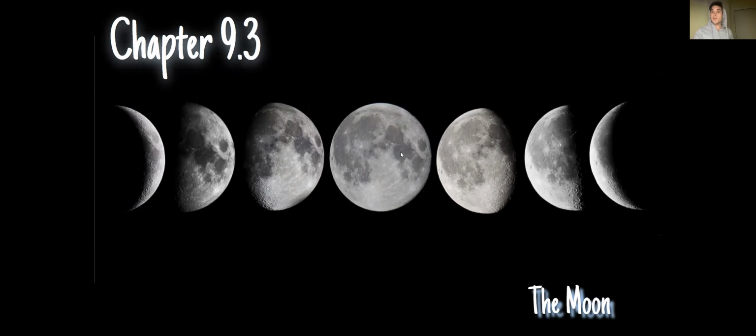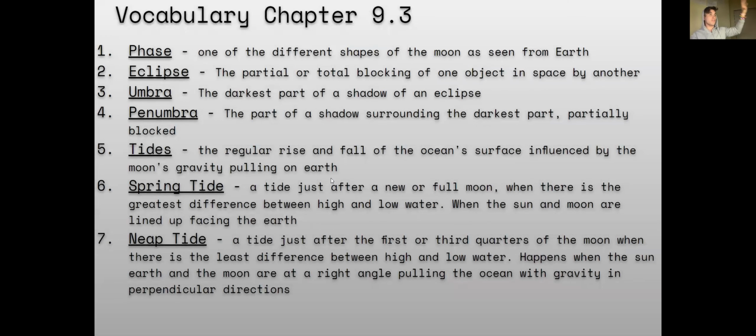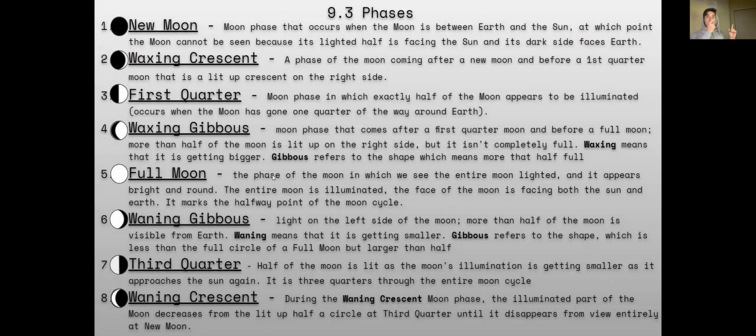All right. The moon. We're doing everything about the moon today. Chapter 9.3. A lot of vocab. So this first sheet is just your vocab. And then the next sheet is the vocab of the phases of the moon. I would either now or later copy that part down, maybe not the whole definitions, but just the names of the phases. And then you can draw a little picture next to them. So what they sort of appear like, that'll probably help you on the test when I ask you those questions.